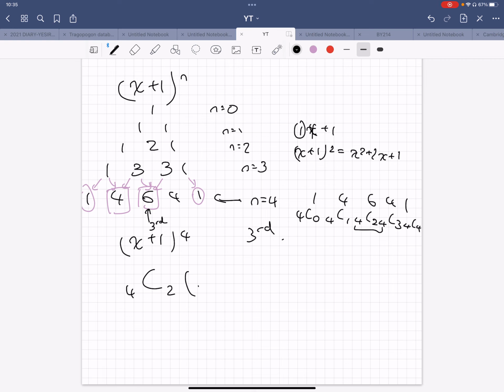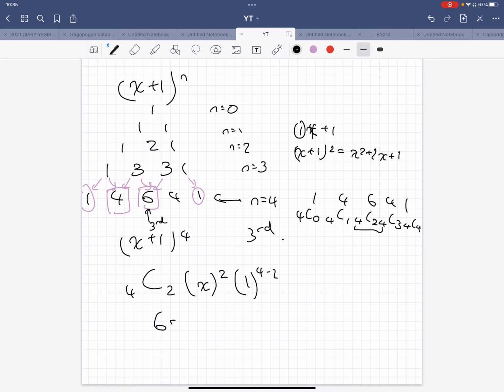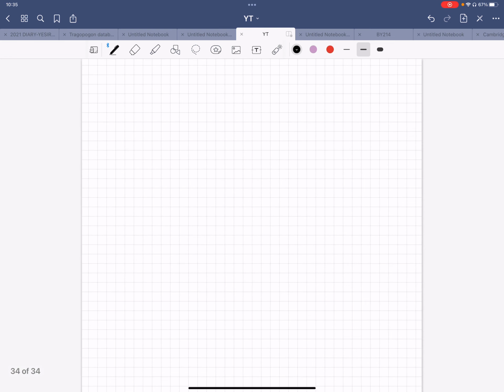And then we say this is x to what power? Second power. And then 1 to the 4 minus 2 power, which would give 6x squared, which with Pascal's triangle gives you the same thing. So a way to use this really well is, let's say they ask what is 2x plus 3 to the 5th power, what are the first 3 terms in descending x.